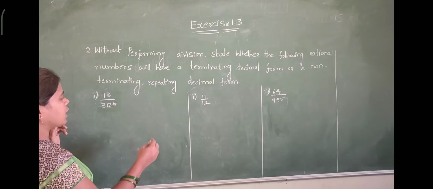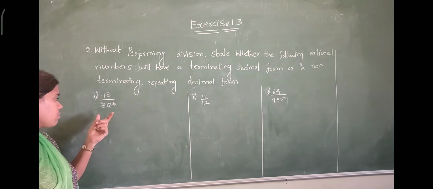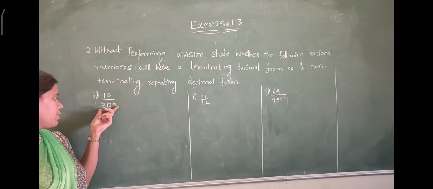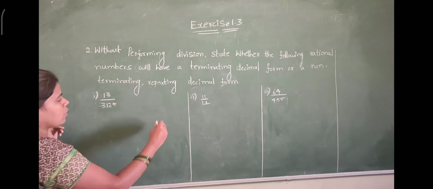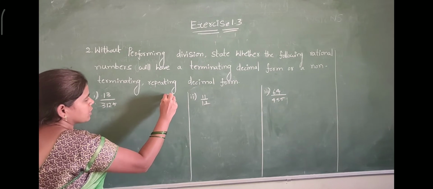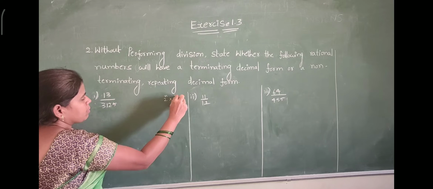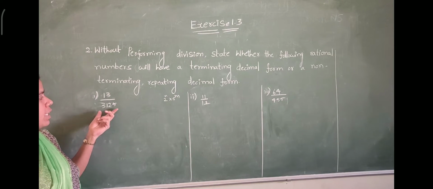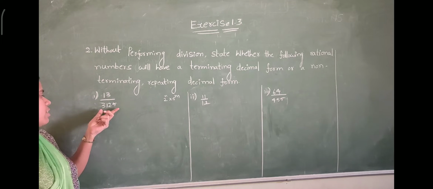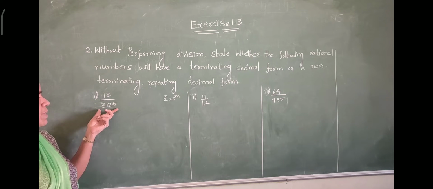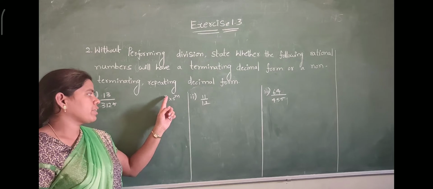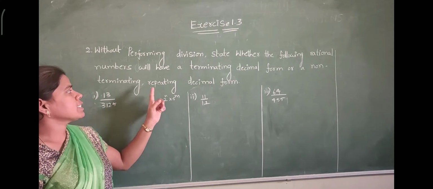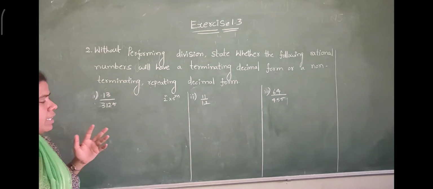We have one theorem. If the prime factorization of the denominator can be expressed as a product of 2 and 5, that is 2 to the power of n into 5 to the power of m, then that rational number is terminating. If the prime factorization of the denominator cannot be expressed in the form of 2 to the power of n into 5 to the power of m, that is a non-terminating repeating decimal.